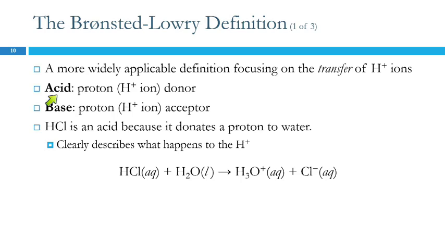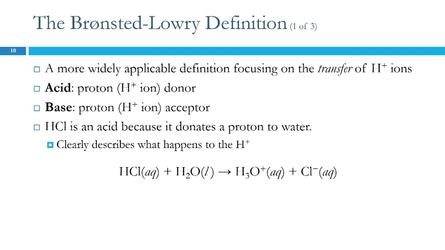So an acid is a hydrogen ion donor, and a base is a hydrogen ion acceptor. Proton donor, proton acceptor. Again, we've got acid and base, donor and acceptor. How do you keep them straight? Well, which one has H in its formula?